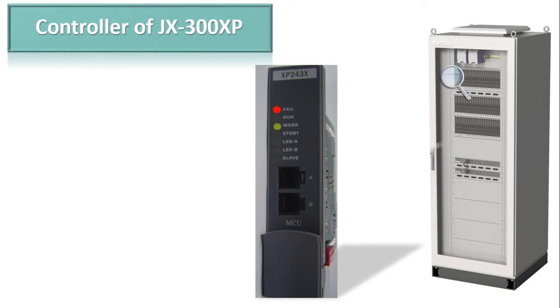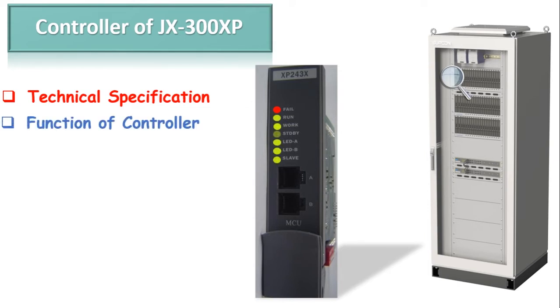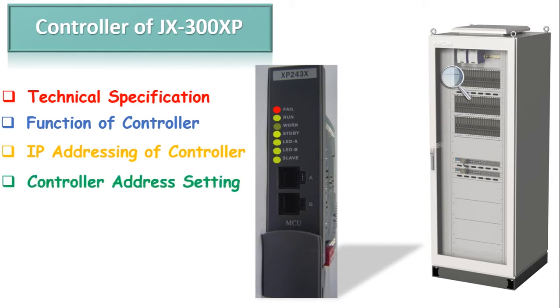The main topics we cover in this video include: number 1, technical specification of a controller; function of a controller in a control system; IP addressing of a controller in detail. Then we see how to set the address of a controller through DIP switches. And in the last, we will see the LED indication of a controller and what this indication states about the condition of the controller.